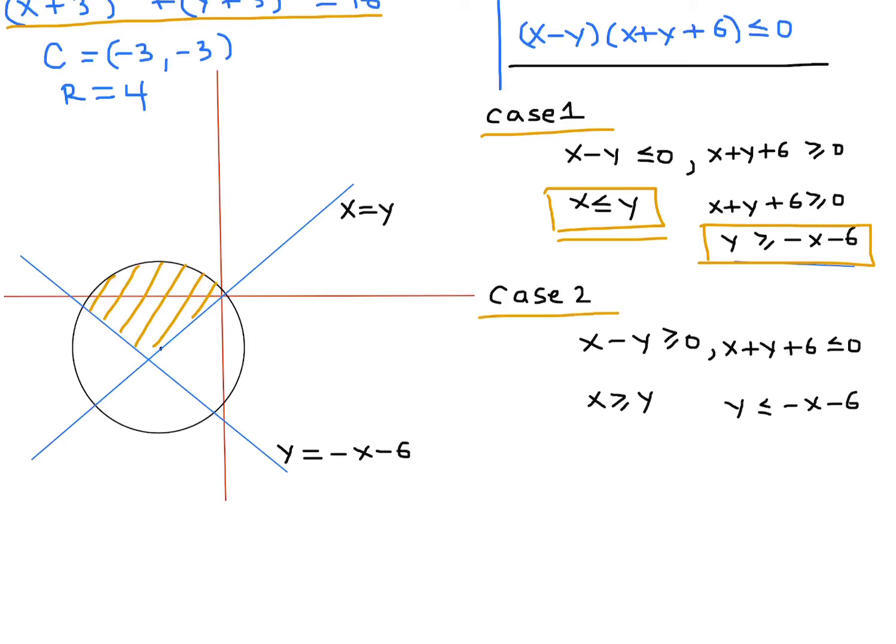Now case 2: x is greater than or equal to y, and y is less than minus x minus 6. Where is it on this diagram? It's this region right here, that region. So the area of those regions that I just shaded in orange is what we have to figure out. So how do we do that?